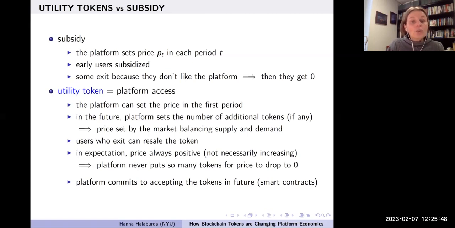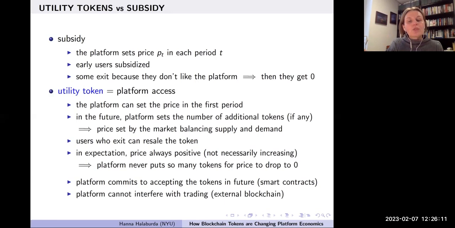And this could not be done with tokens before, because you can imagine that tokens, type of utility tokens that give you platform access, could have been issued before we had blockchains. But with smart contracts, the platform can commit to accepting the tokens in the future. So if I bought a token from somebody else, it will be honored. And second, a platform cannot interfere with trading because trading is happening on an external blockchain. And those two features of blockchain tokens will be crucial in taking advantage of those tokens in equilibrium.